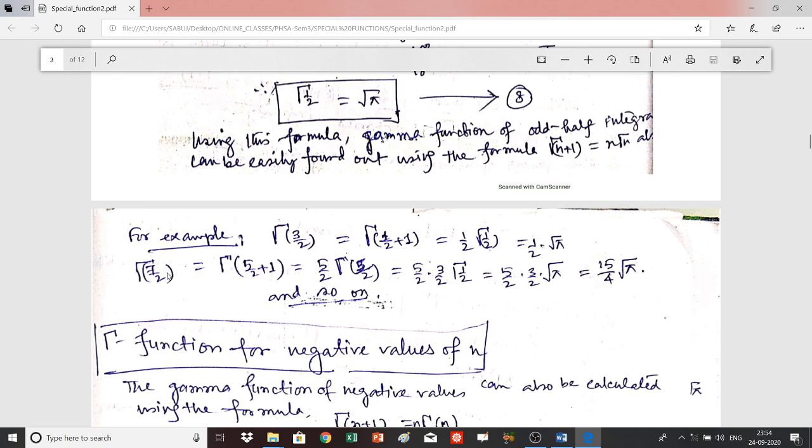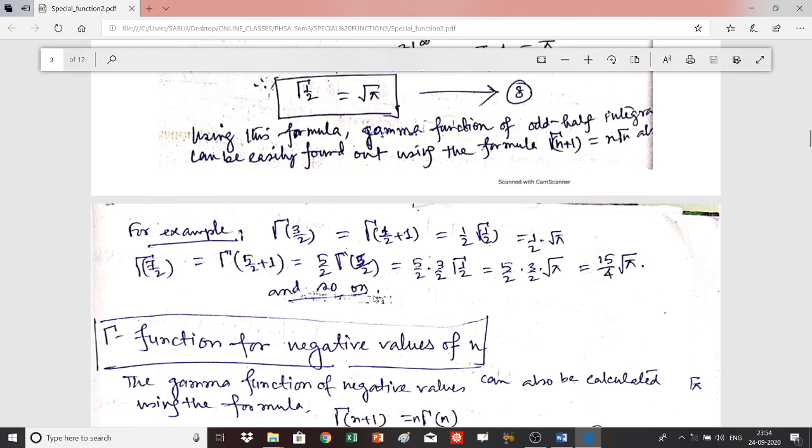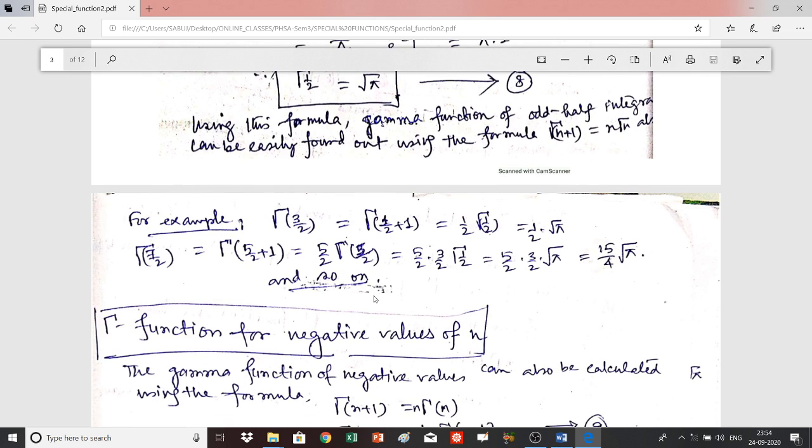In a similar way, gamma 7 by 2 is calculated, and the entire calculation is given here. You just look at it, go through this, and finally you will get 15 by 8 root pi. And in this way you can find other odd half integrals.